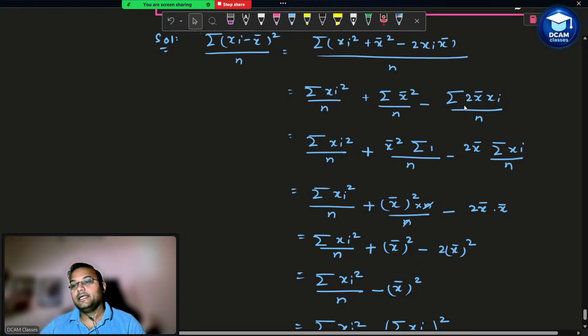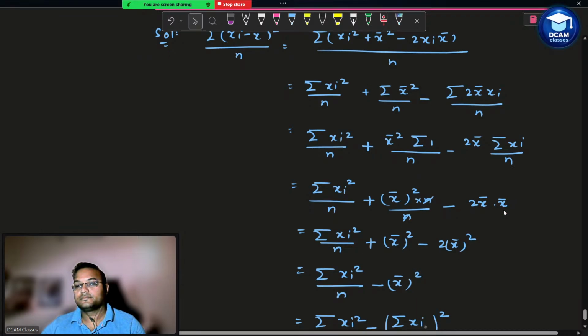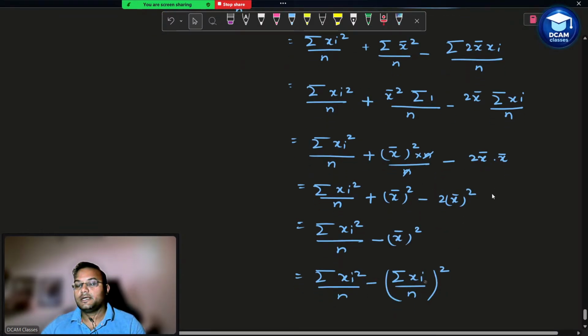Again, in the last term, 2 x bar xi is there. This 2 is constant, x bar is constant. They will come outside of sigma because they will be there in every term. Sigma xi by n will be there, and sigma xi by n is nothing but x bar. So you will get this term plus x bar whole square minus 2 x bar square, which gives you minus x bar square. That's why you get this formula.